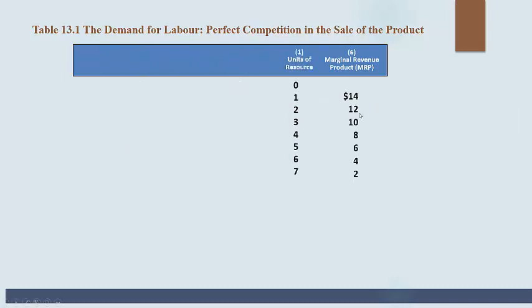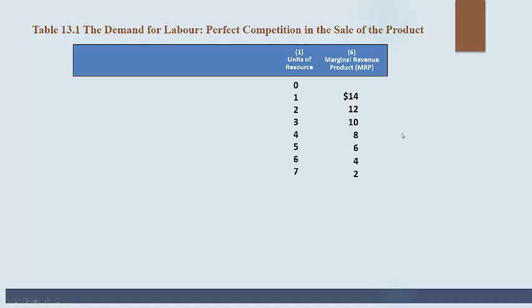Okay, so let's think about what the demand curve for labor is then. Here I have column 1, the different amounts of labor. This is the marginal revenue product. If you hire the first worker, you get 14. You hire the second worker, you get 12. You can see diminishing returns has already started to apply here. But how do we get a demand curve out of this? Well, let's think about it. We made the assumption that the labor market is perfectly competitive, so that means the firm will take the wage as given.